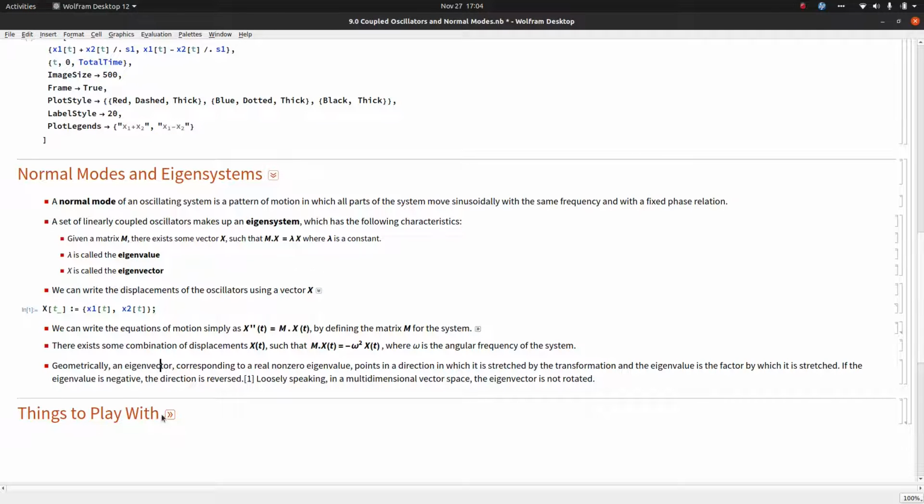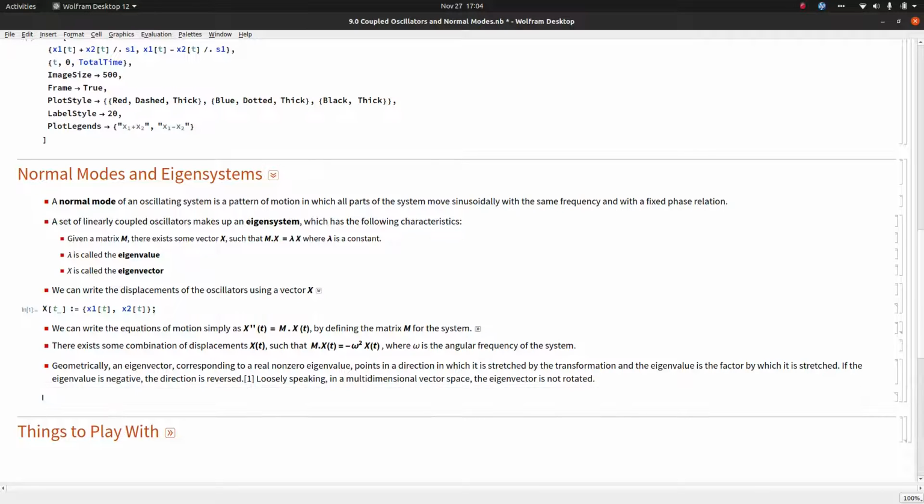What we can do, though, is let's actually show you how to do that in code. So we have our matrix M, and by the way, I am skipping a whole bunch of steps along the way here.